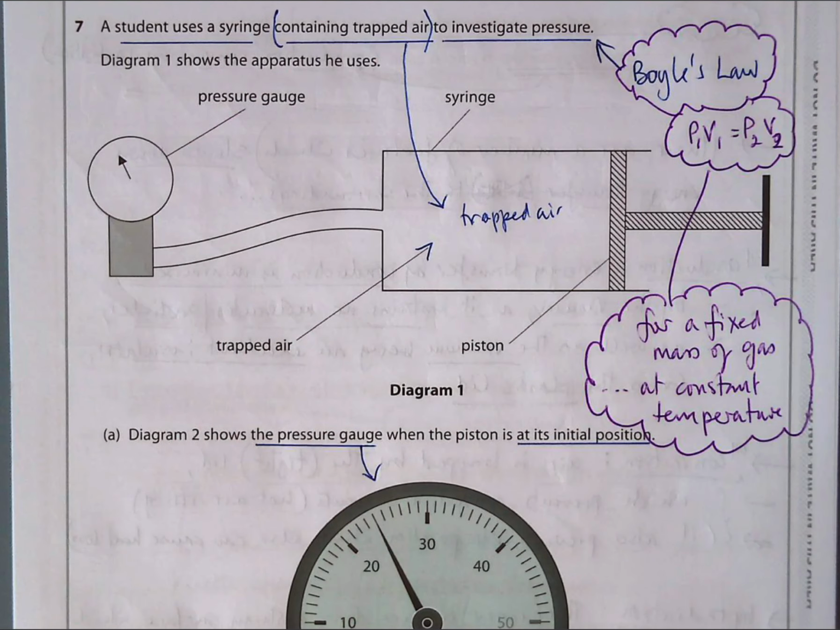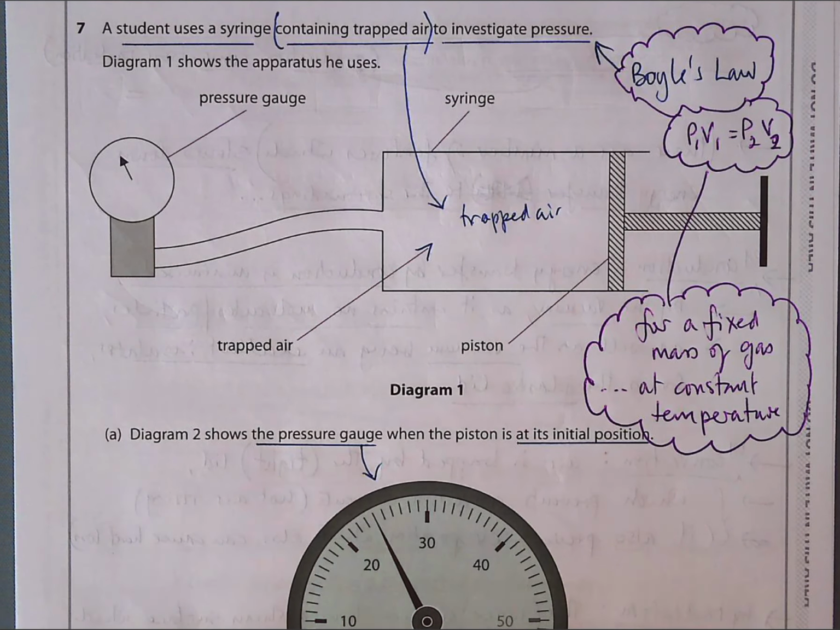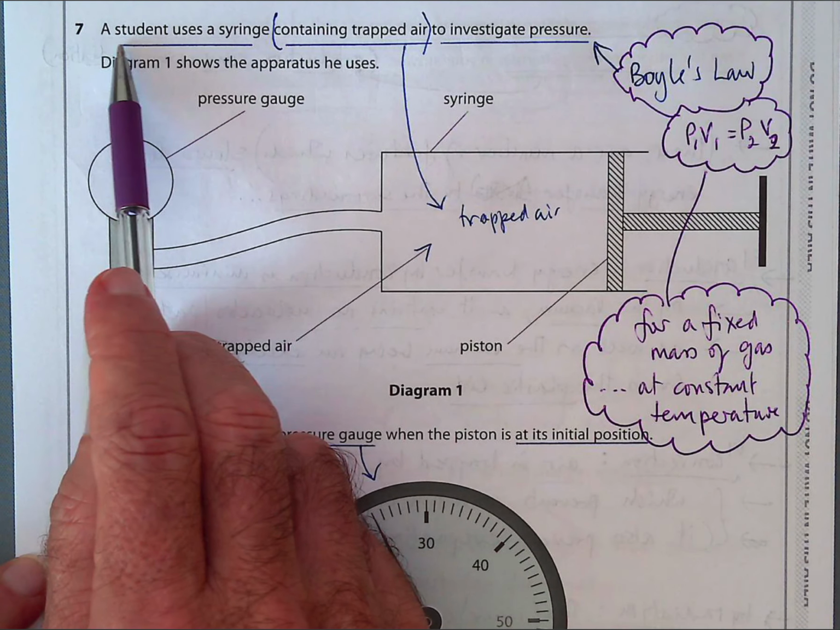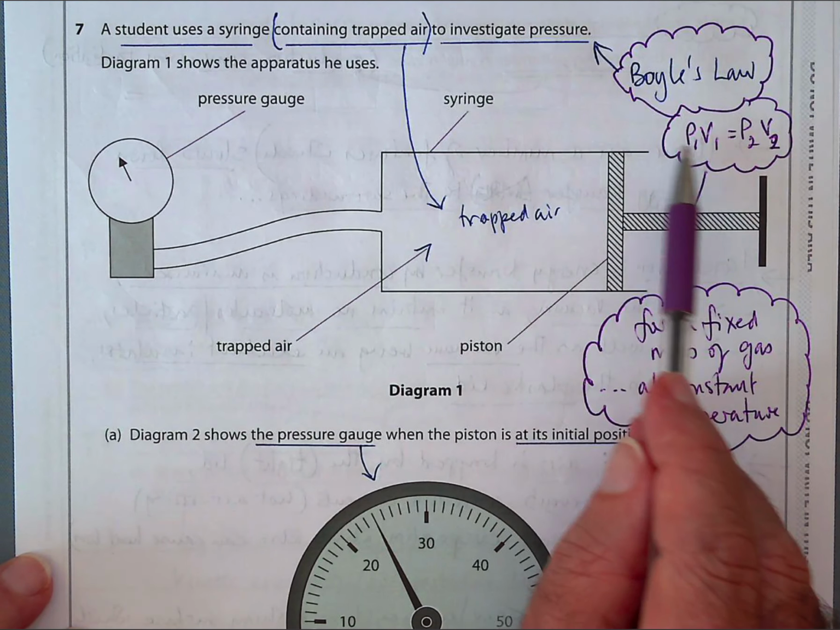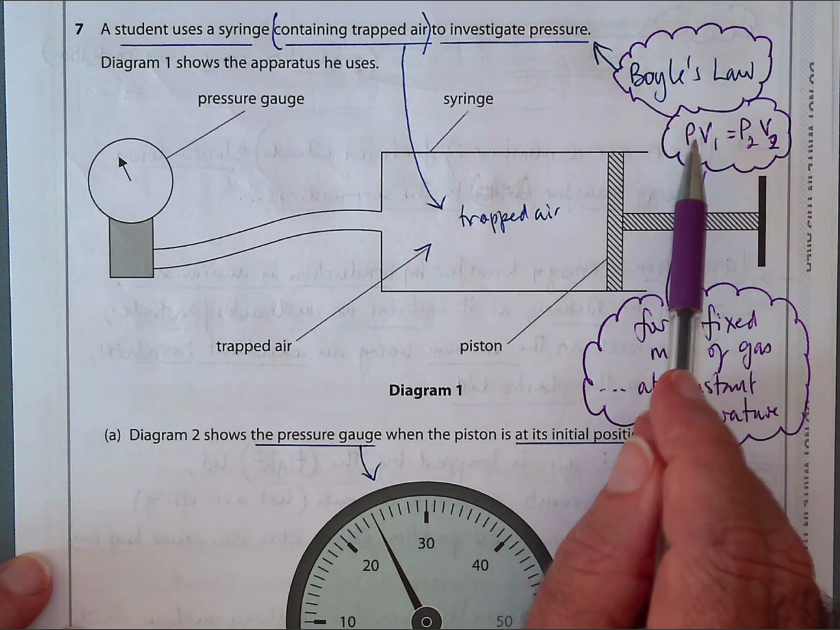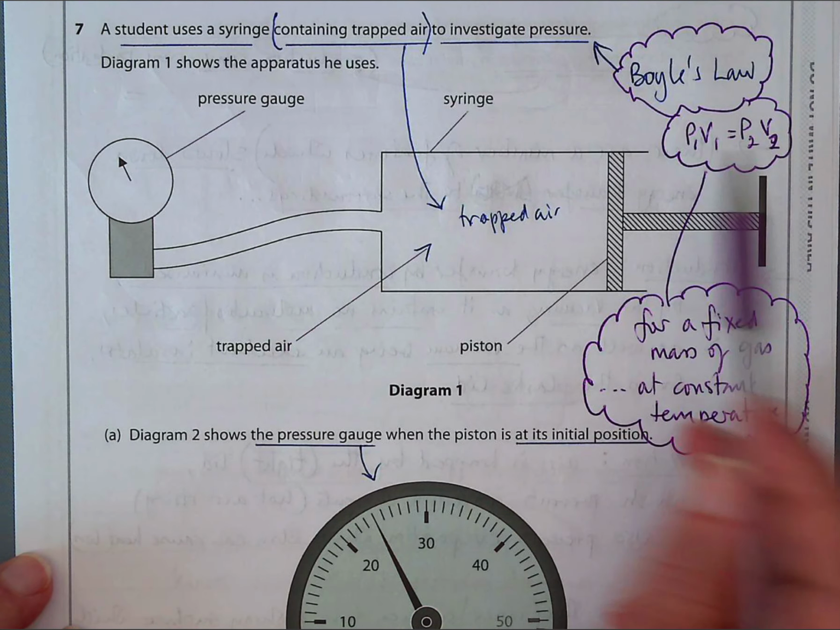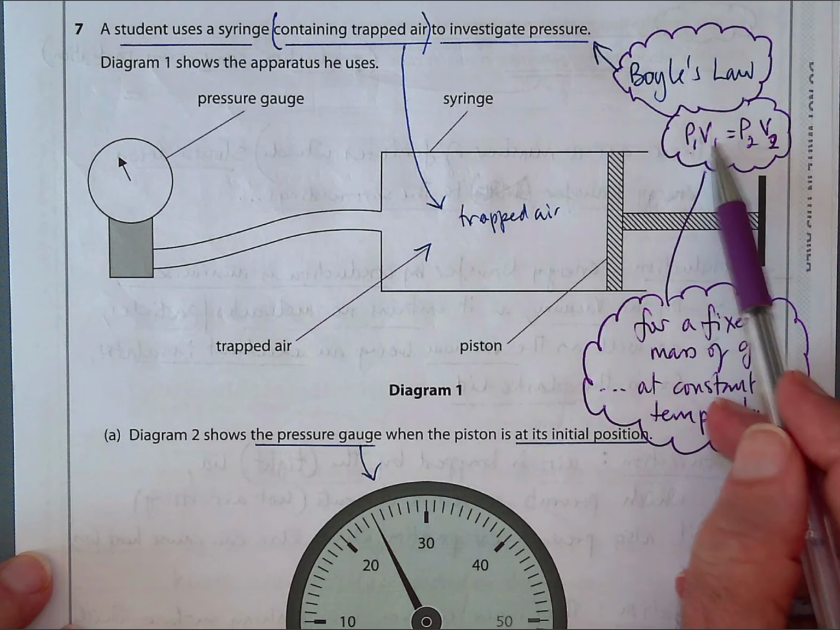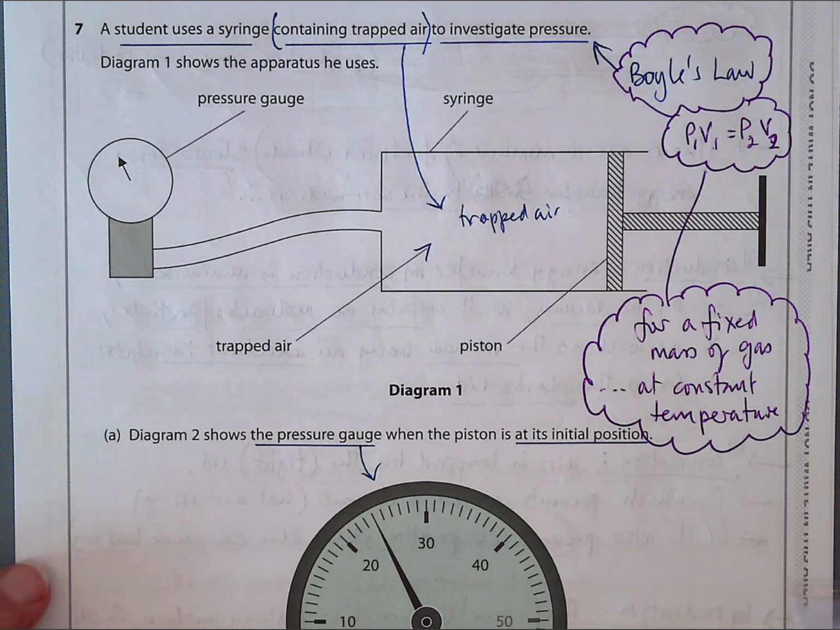Question 7 is about pressure. This is all about Boyle's law. If you haven't done this experiment, it relates pressure and volume together. Basically, as long as we keep the temperature constant for a fixed mass of gas, the pressure times the volume will be a constant. So this is basically what Boyle's law says.